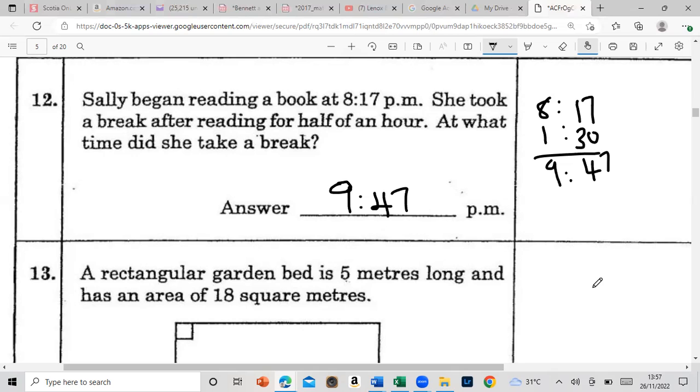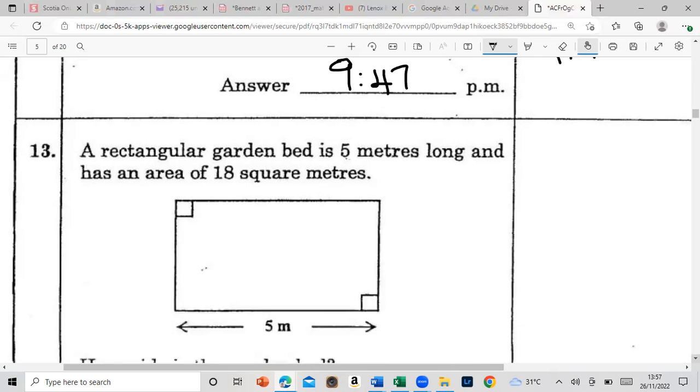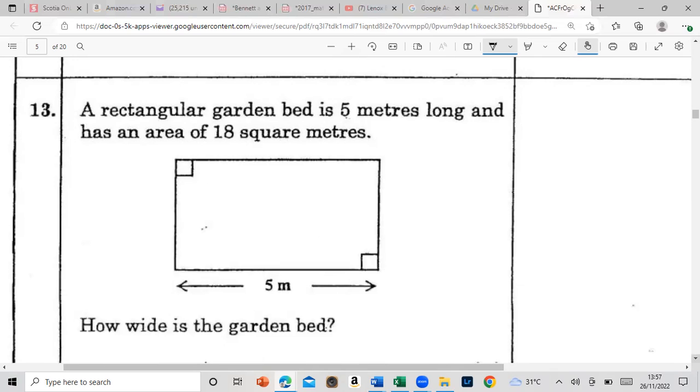Alright, let's move on to number 13. It says a rectangular garden bed is 5 meters long and has an area of 18 square meters. So the area is basically 18 meters square, or square meters, right? What is the width of the garden? So we need to find the width.